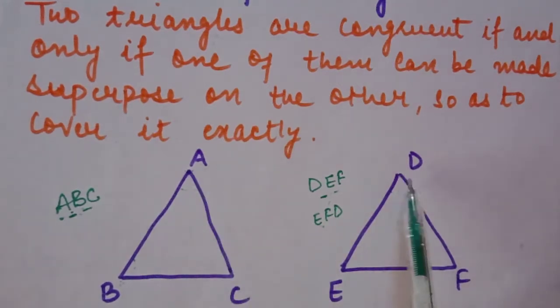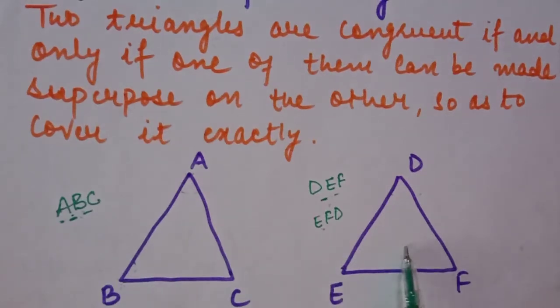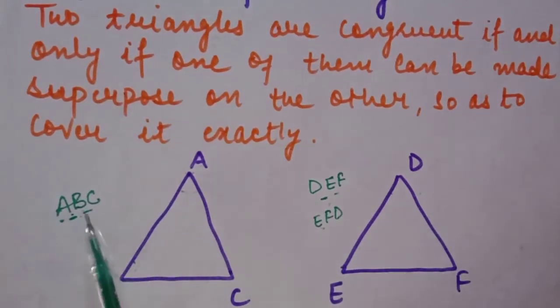Vertex A is completely covered by vertex D, vertex B is completely covered by vertex E, and vertex C is completely covered by vertex F. If triangle ABC is completely covered by triangle DEF, then these two triangles are congruent to each other. But one condition is there, that we have to take corresponding parts.